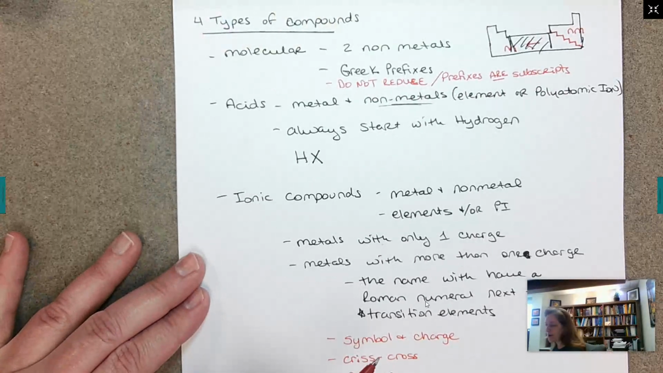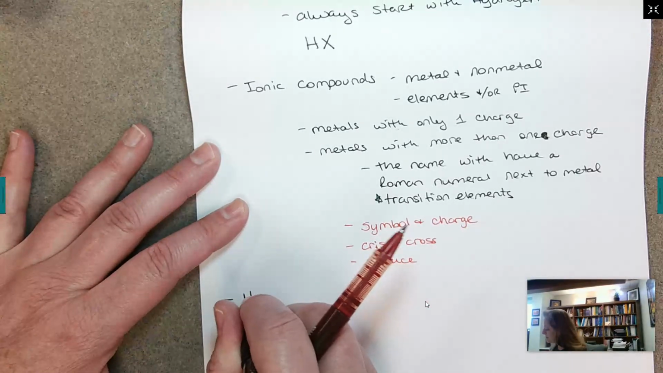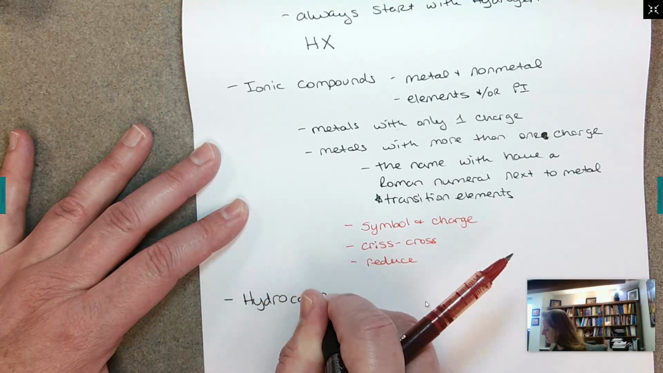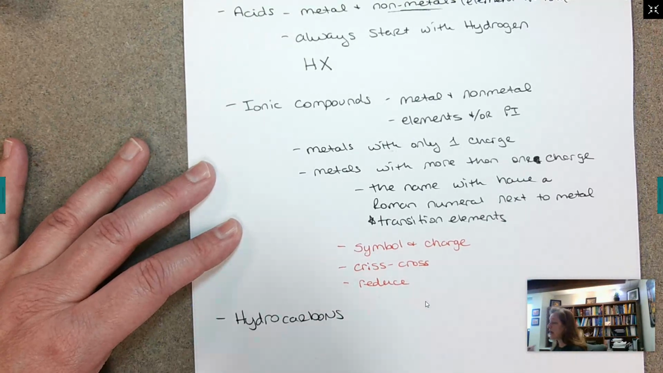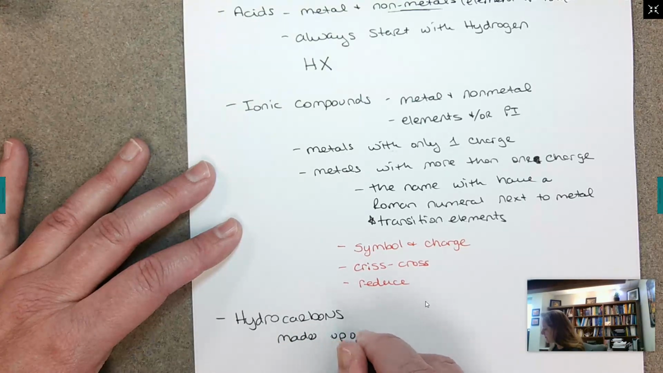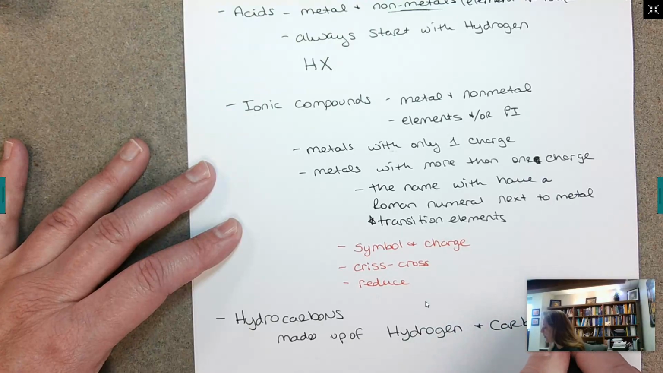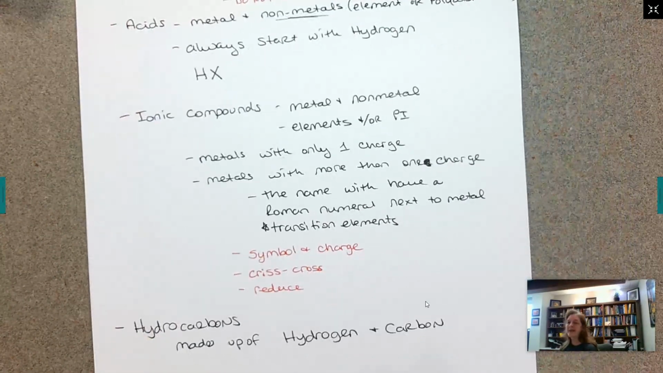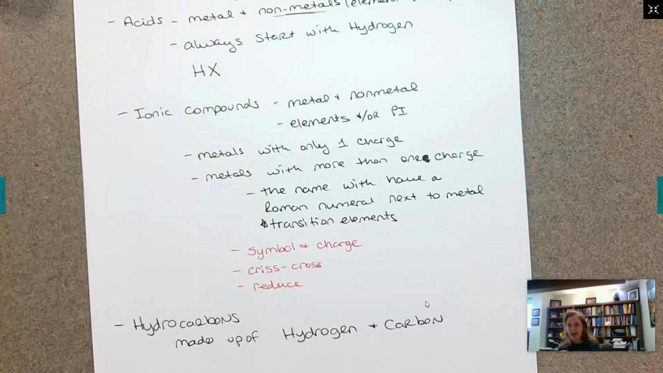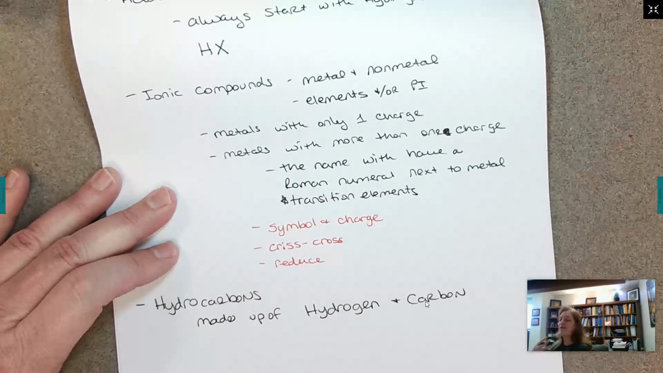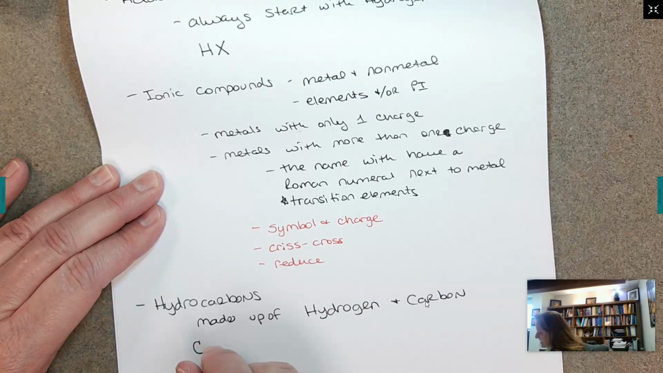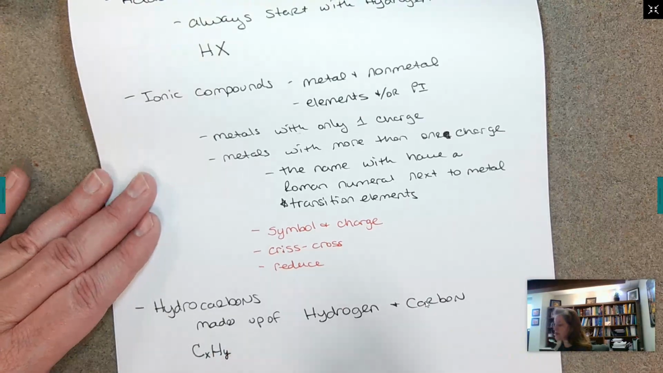Now, the other type of compound that we need to take a look at are hydrocarbons. These are compounds that are made up of hydrogen and carbon. While they're made up of hydrogen and carbon, the issue here is the carbon is written first and the hydrogen is always written second. So your general format for a hydrocarbon is, I'm just making up letters, C and H, with subscripts.